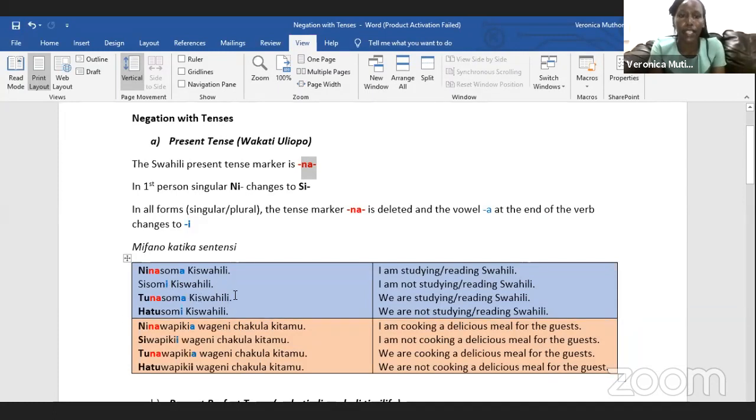In the second example, on the right side you can see its translation in English. Ninasoma Kiswahili in English is I am studying or reading or learning Swahili. And when you negate it, it is sisomi Kiswahili, meaning I am not studying Swahili. Right? Now, I am not studying Swahili. When this sentence is put in plural form, it becomes tunasoma Kiswahili.